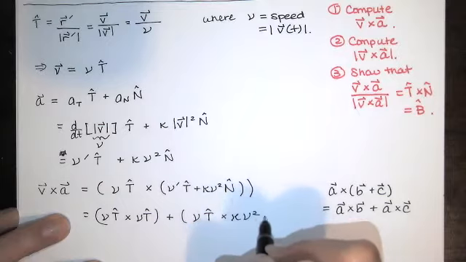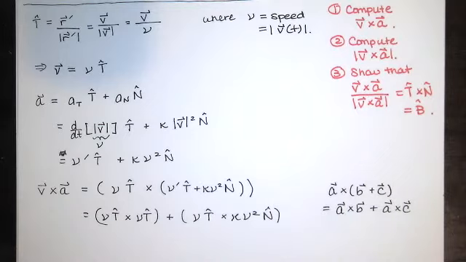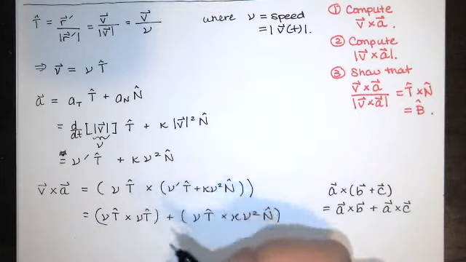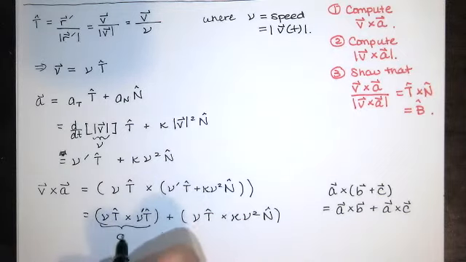You're probably already seeing it. So I've got a t hat cross n hat, and that's looking a lot like my binormal vector. Now this guy, oops, I lost my prime somewhere. This guy is 0, because remember, this is just a scalar function of t times t hat, and another scalar function of t times t hat. So those two vectors are parallel to each other. They either point in the same direction or opposite directions. Since they're parallel to each other, the cross product is 0.